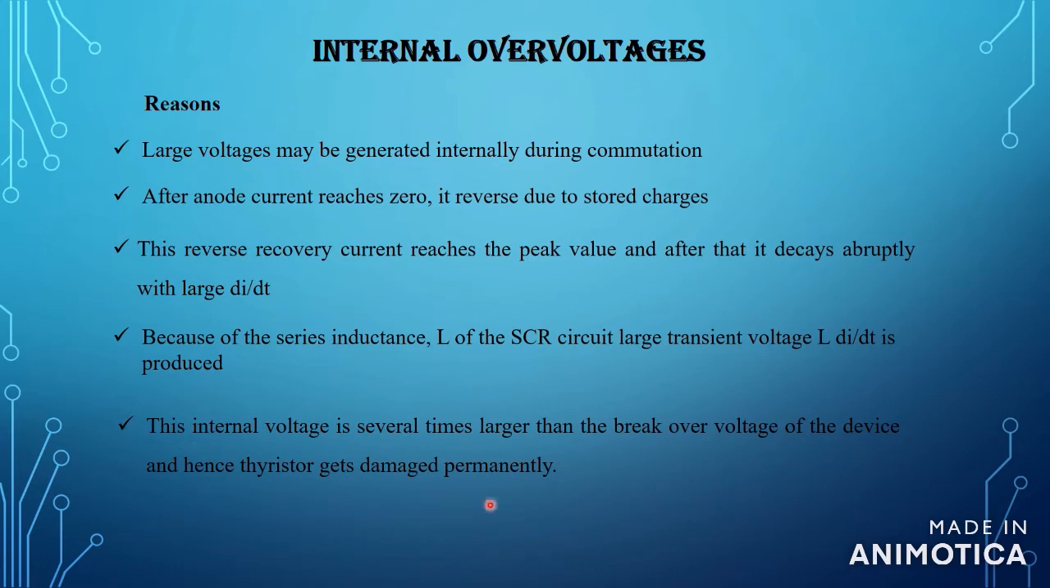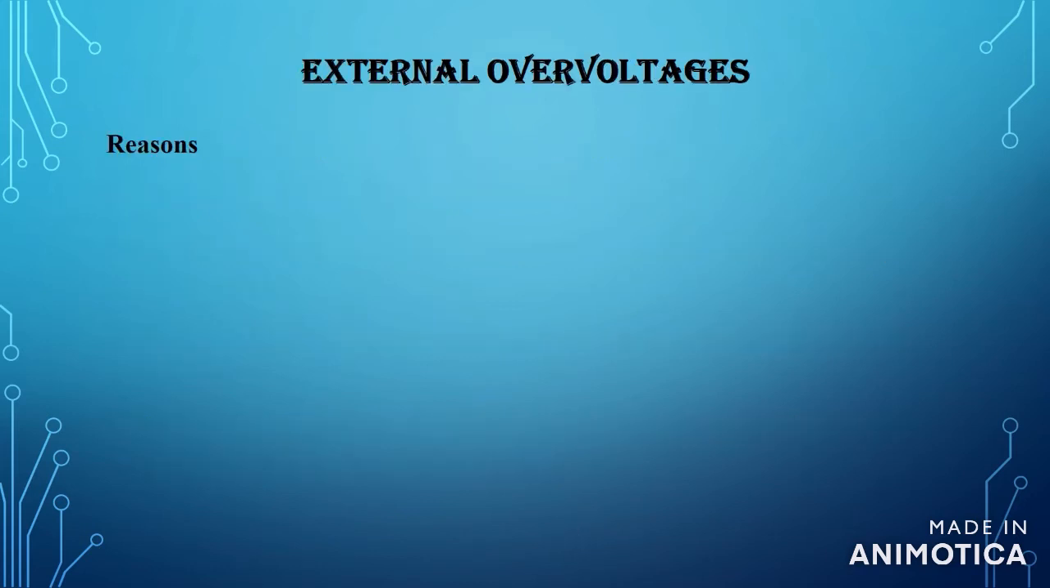This may damage the device permanently. So this internal over voltages mainly occur due to commutation, that is mainly due to the reverse recovery current. So the device has to be protected against this internal over voltage. So next we'll see how the external over voltage is occurring.